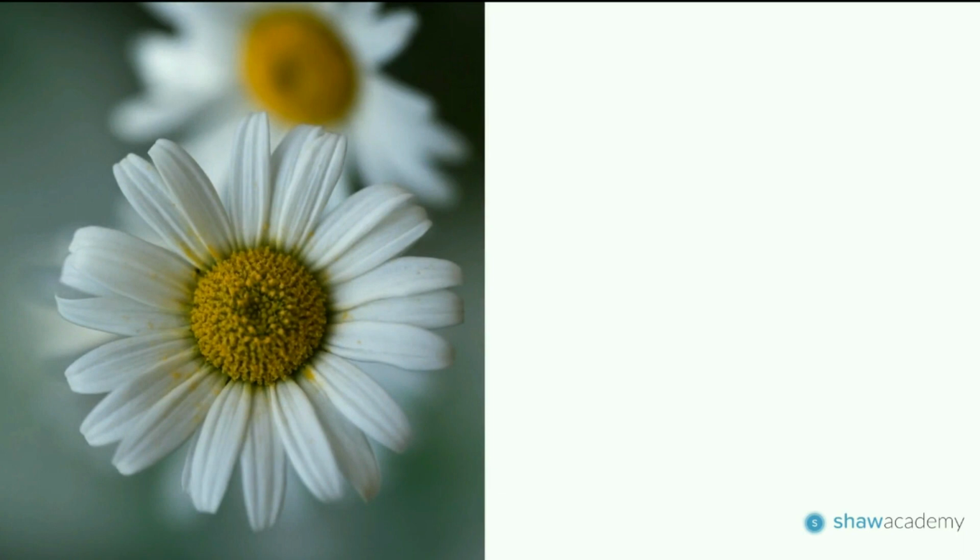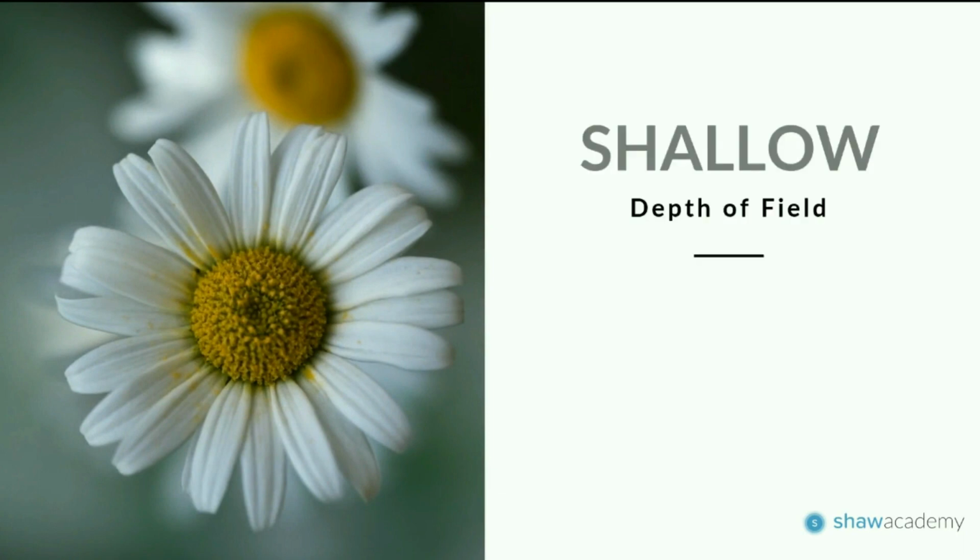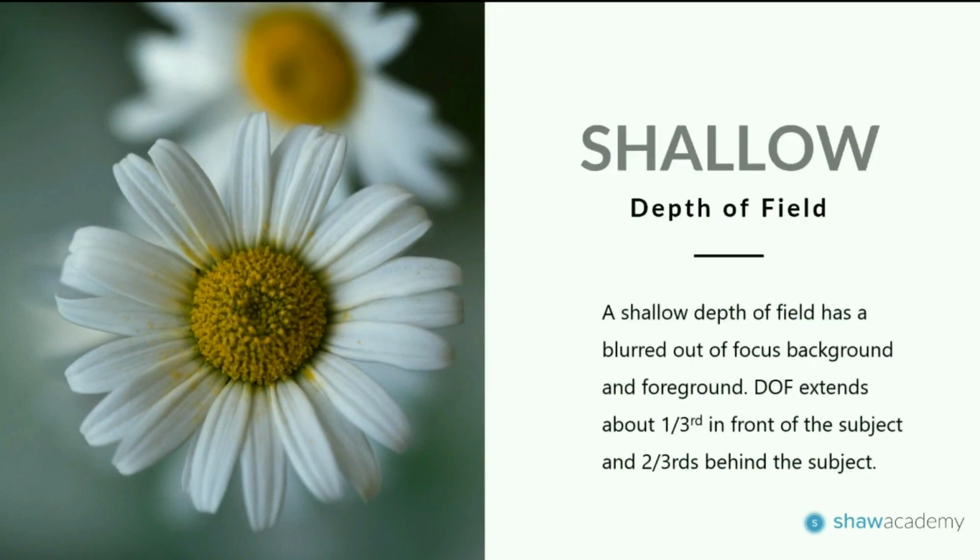So there's two types of depth of field really that we're looking to achieve when we are using our apertures, and the first is of course our shallow depth of field. And shallow depth of field has a blurred out of focus background and foreground. And depth of field extends from about 1/3 in front of the subject to about 2/3 behind the subject. So thinking back to our plane of focus just there, when we choose where we want to focus in a photograph, the depth of field is going to extend from about 1/3 in front of the subject to about 2/3 behind the subject.